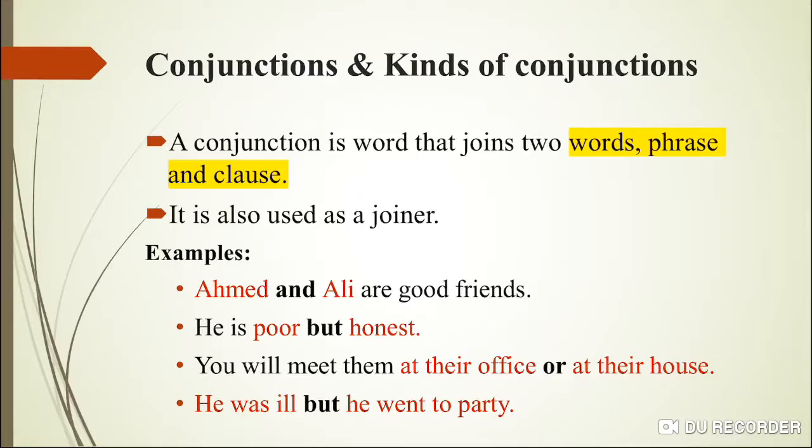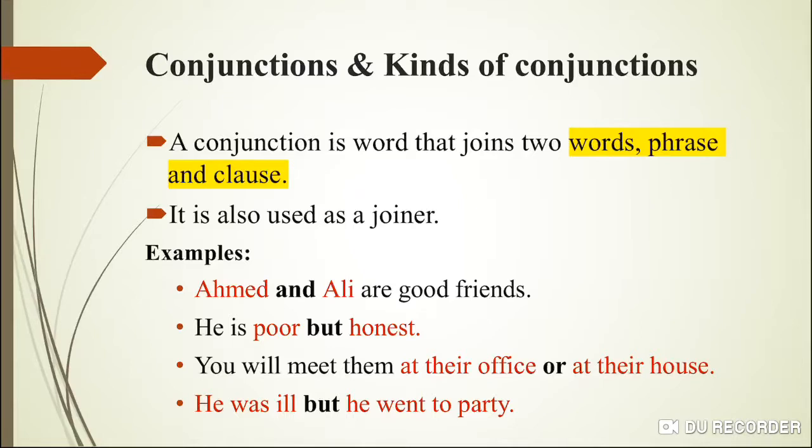Now we have to understand what the conjunction is. A conjunction is basically a joining word that joins two words together, two phrases together, or two clauses together. It's like a glue. For example, Ahmed and Ali are good friends. Ahmed and Ali: the conjunction is and, which joins two words together.